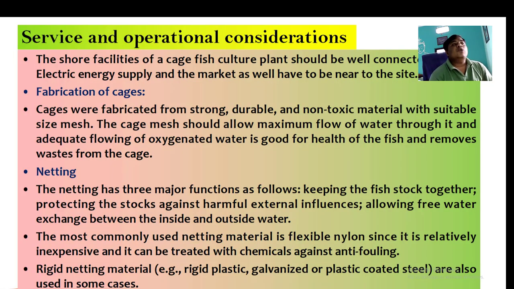Okay, services and operational considerations. The shore facilities of a cage fish culture plant should be well connected to the road. See here, it is very important that when we select the fish site, the site is near the road or well connected to the road. Electric energy supply and market as well have to be near the site.